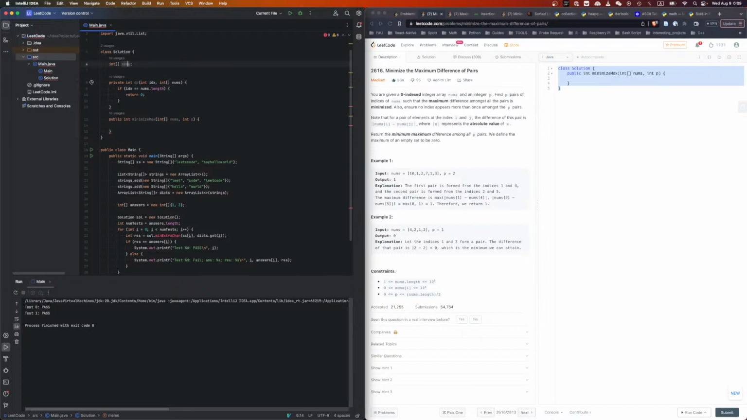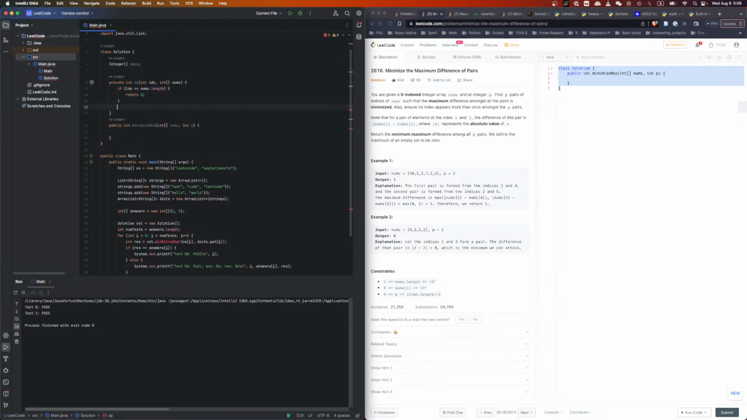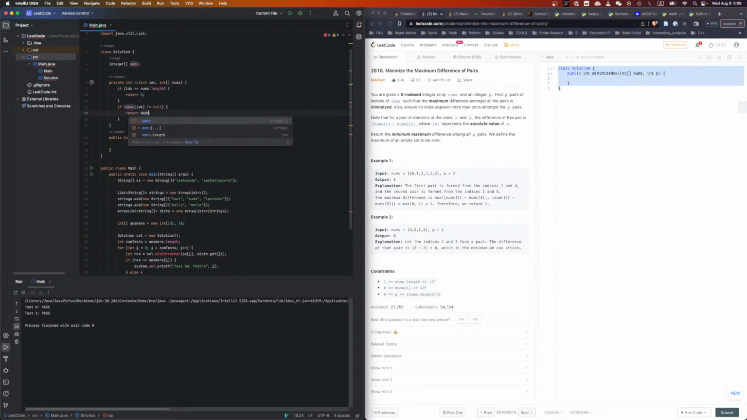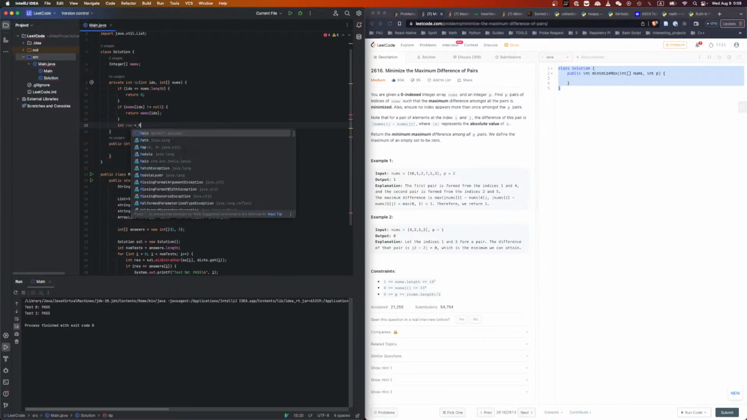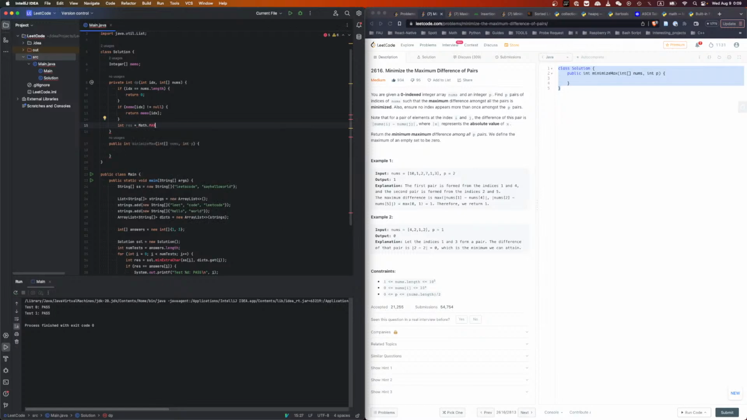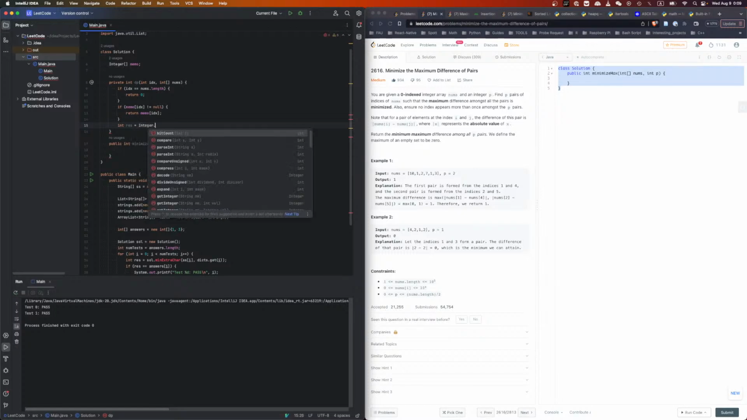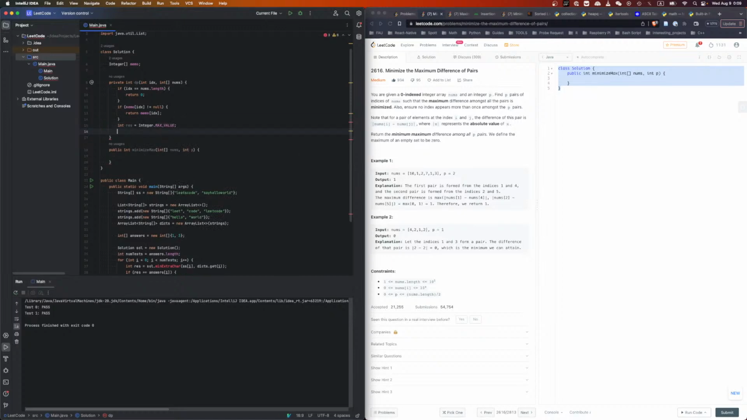Oh, I remember. I will use Integer. And then I say if memo index is not equal to null, return memo index. Otherwise, we can say int res equal to Math.max, Integer.MAX_VALUE. Okay, then we can say two scenarios, right?